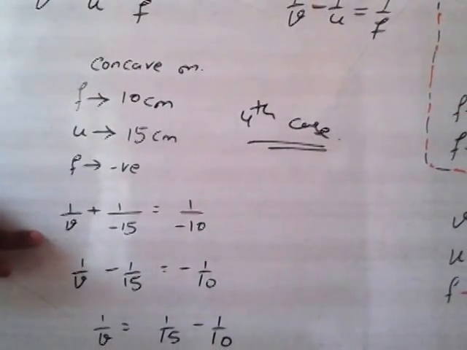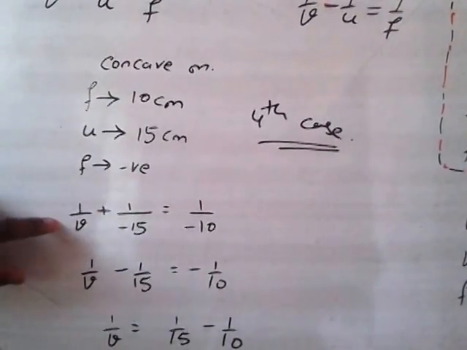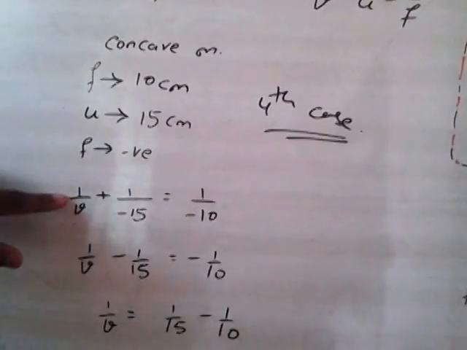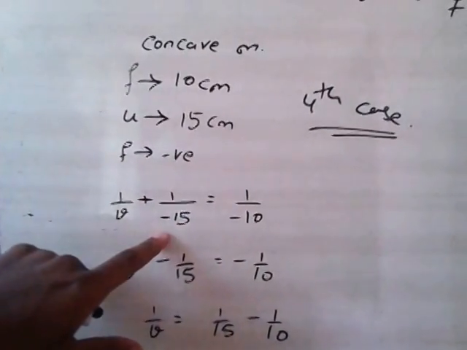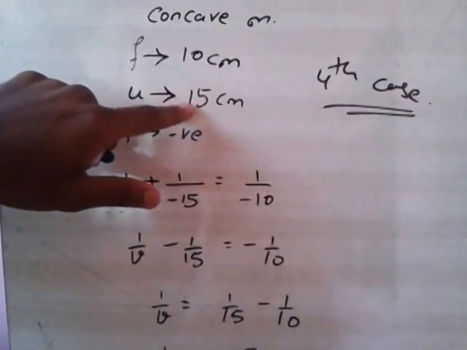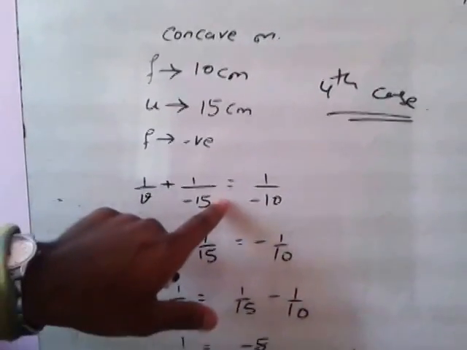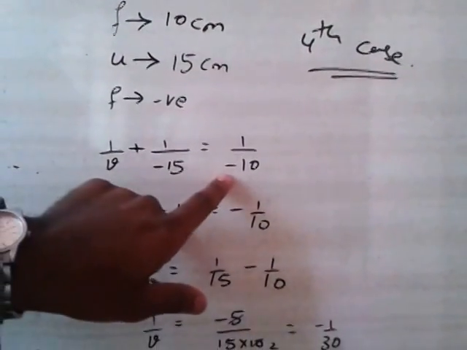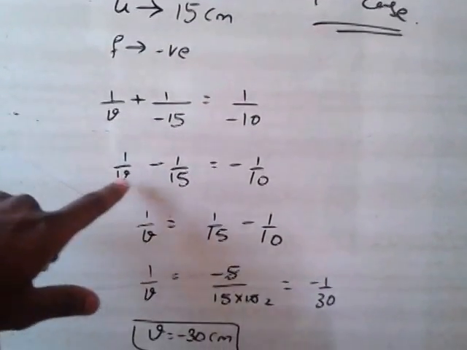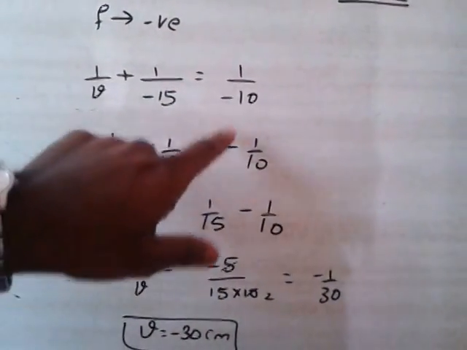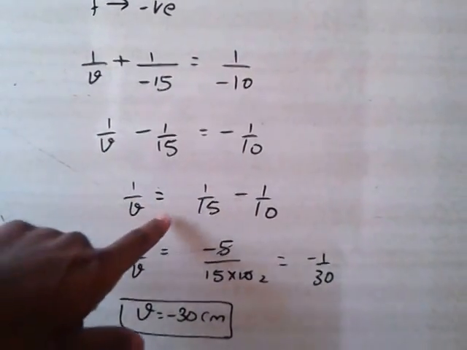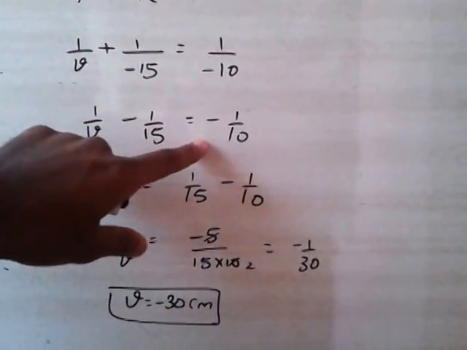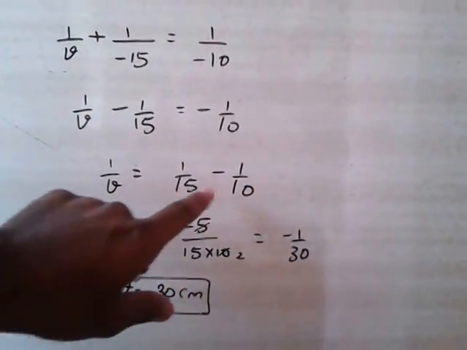So 1 by V, as we want to find out the value of V, that is the image distance. So 1 by V plus 1 by minus 15 equals to 1 by F, and F here is going to be minus because it's a concave mirror. So once you try to solve this, minus comes over here and it is a minus already. So 1 by V is equals to, it goes to right hand side, plus 1 by 15 minus 1 by 10.